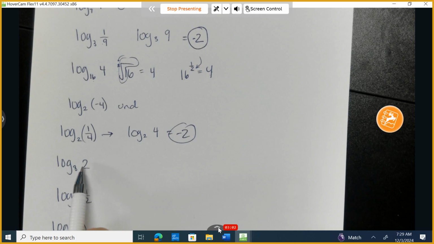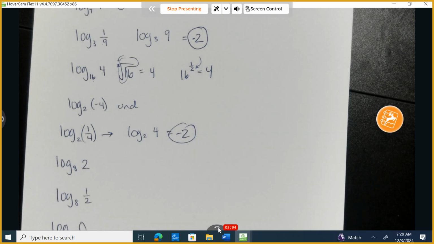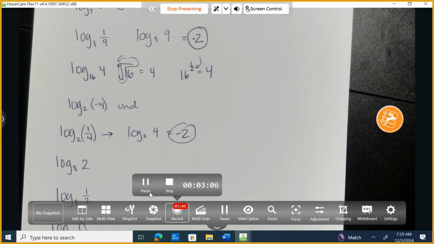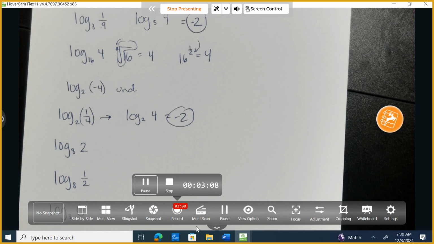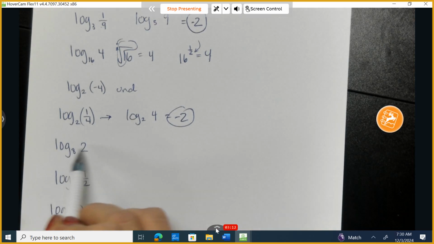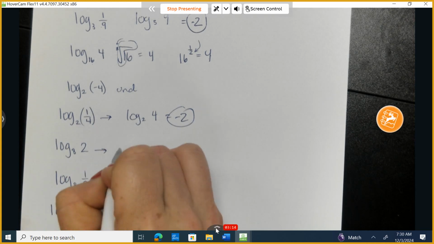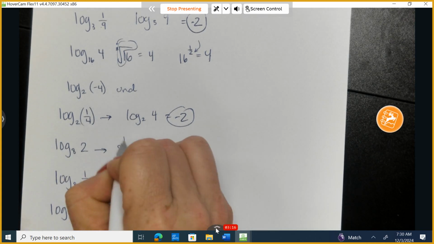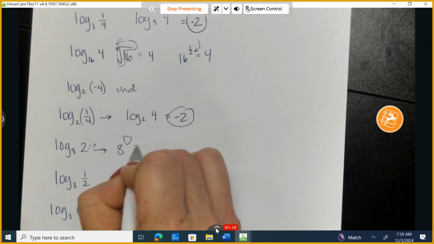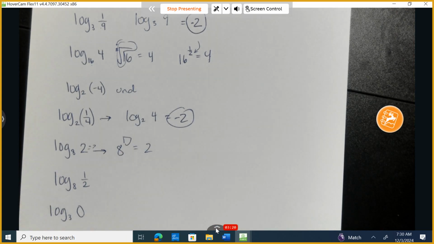8 to what power is 2? Now that is tricky. I'm going to press pause. Okay, about 4 of us. All right, so I've just asked students that are live in the classroom to see how many of them understand this. I'm going to write this in exponential form. So 8 raised to I don't know what number equals 2. How do I turn 8 into 2?